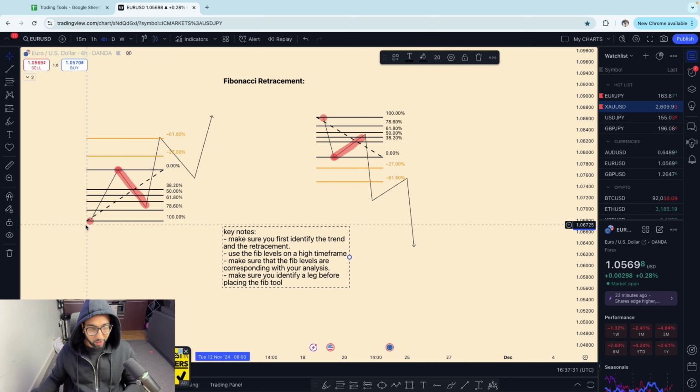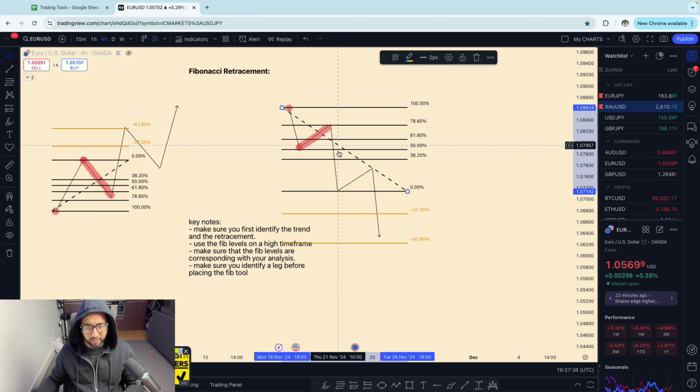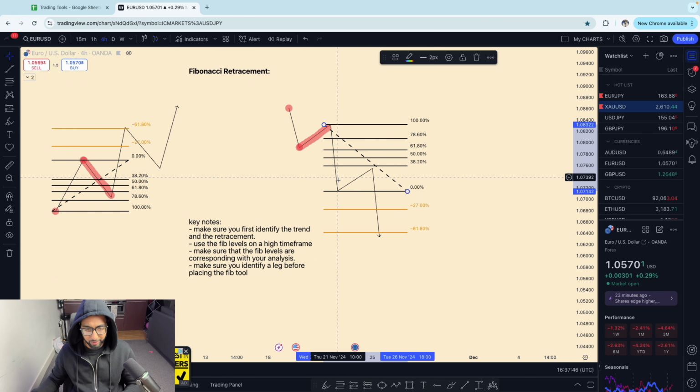Guys, make sure you can identify a singular leg. You cannot, and I stress, you cannot use this fib when there's like 3 legs, right? 1, 2 legs, right? You can't use the fib like that because it's just not going to be respected. You've got to find a specific leg. It could be this leg or this leg.